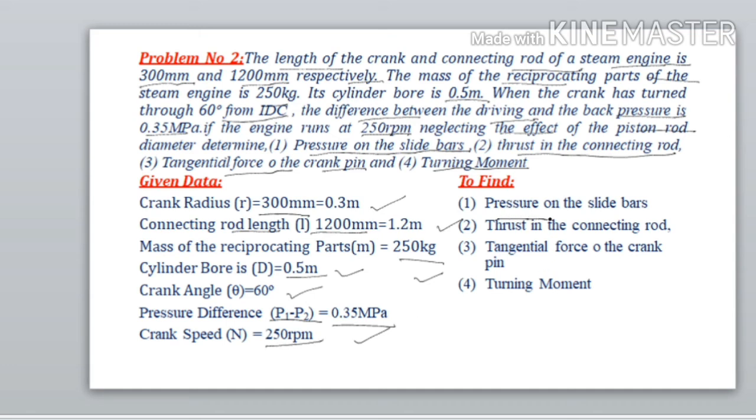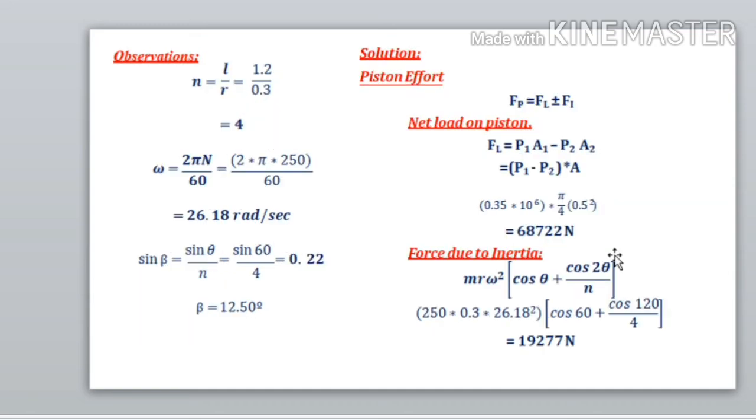So we will find here the pressure on the slide bars, thrust in the connecting rod, tangential force on the crank pin and turning moment on the crank pin. So let us see. First of all we will find n, that is the L by R ratio. L is given here 1.2 and R is 0.3, so we find n equal to 4. Omega equals 2 pi N upon 60, that is 2 pi times 250 by 60. So we find omega equal to 26.18 radian per second.